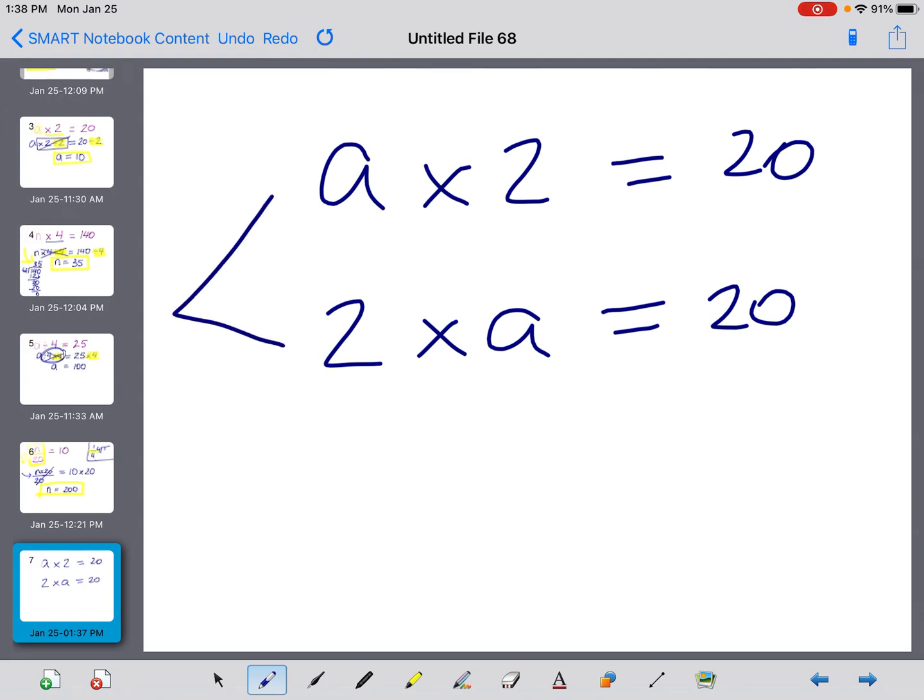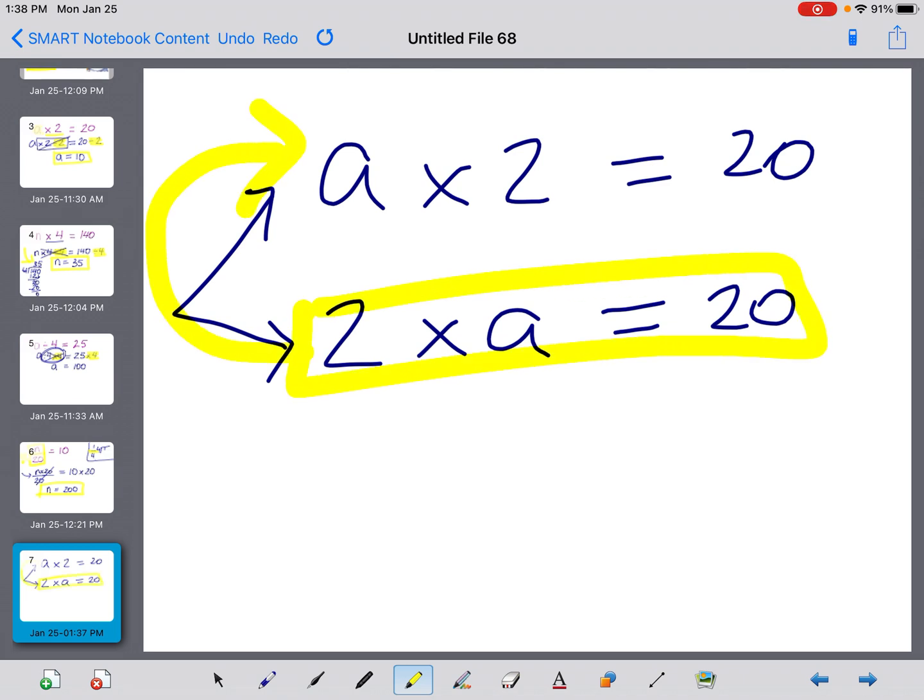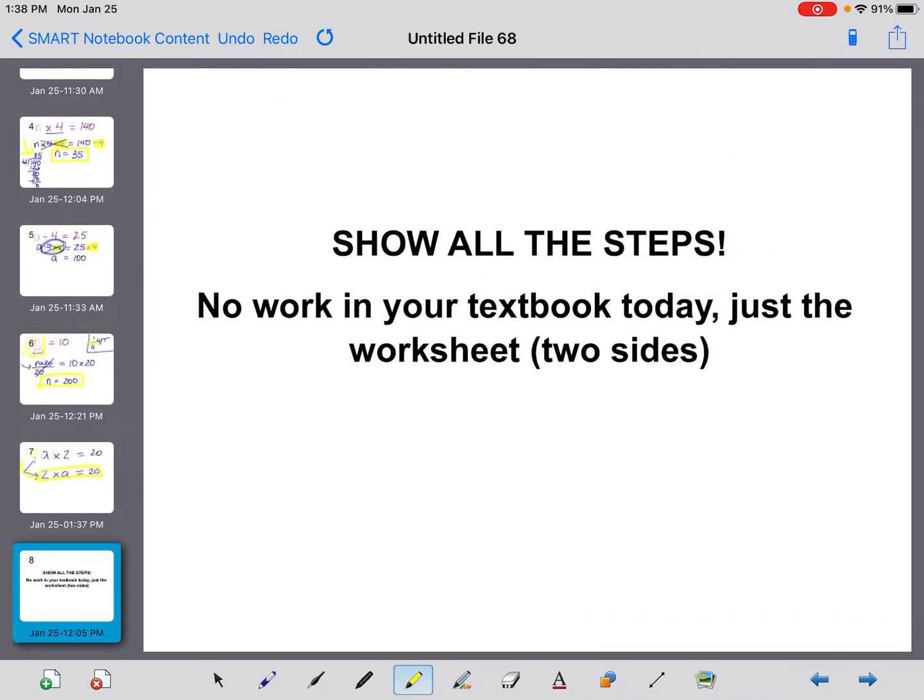So just so you are aware, grade 6, these two things, a times 2 and 2 times a, mean the exact same thing because your answer will end up being the same. So if you think about like 2 times 3 is the same thing as 3 times 2. That's one of the properties of multiplication, that you can switch those around. So if you get a question that looks like this and you would like to rewrite it like this to show your work, that is fine. Okay, if that makes it a little bit easier for your brain to follow those steps, that's good for now.